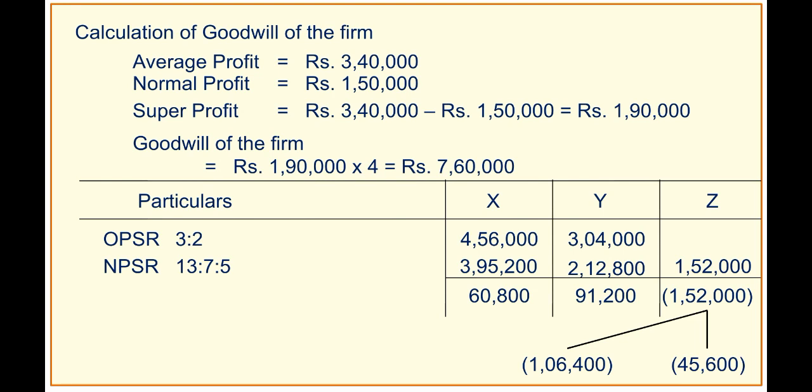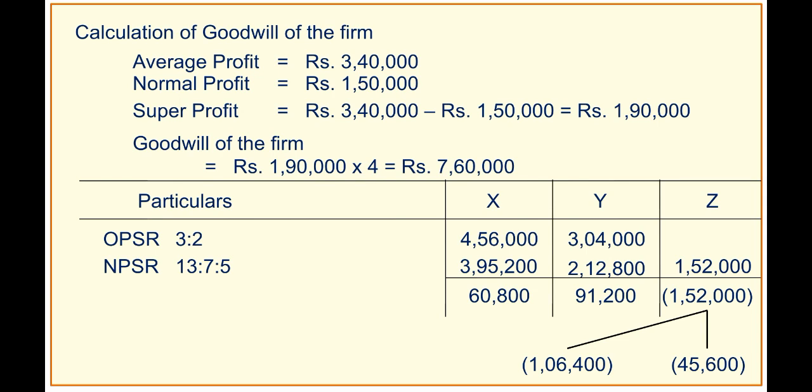Now we will post our entries. But before posting the entry, let me tell you two things which you need to remember to follow this method. First, you need to find out the goodwill of the firm. In any question, if you are given Z's share, for example, in this question they have given Z's share of goodwill as 1,52,000, you will multiply 1,52,000 into 5 by 1. That is, you will divide the incoming partner's goodwill by his share of profit to arrive at the goodwill of the firm. Because we are distributing goodwill among all the partners, we need to find out the goodwill of the firm.